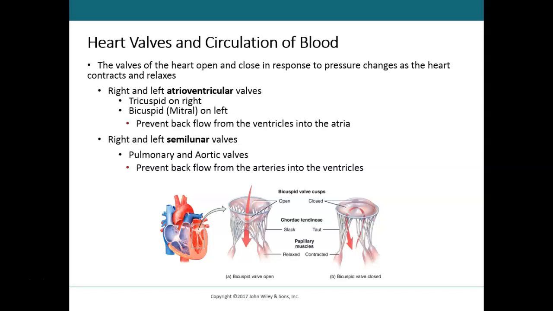The semilunar valves open when the pressure in the ventricles exceeds the pressure in the arteries, the pulmonary trunk and the aorta. So this permits ejection of the blood from the ventricles into the pulmonary trunk and the aorta, and then out of the heart. As the ventricles relax, the blood starts to flow back toward the heart, and some of that blood bounces on the cusps of those semilunar valves and forces them to close even more tightly, and that prevents backflow from those major arteries into the ventricles.